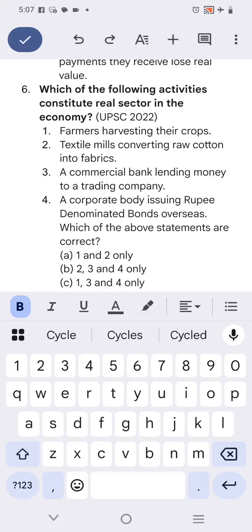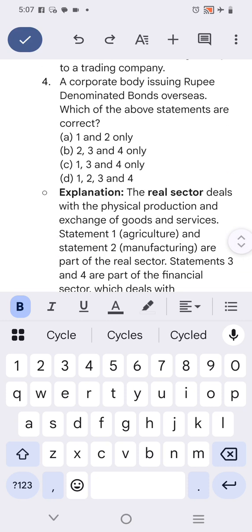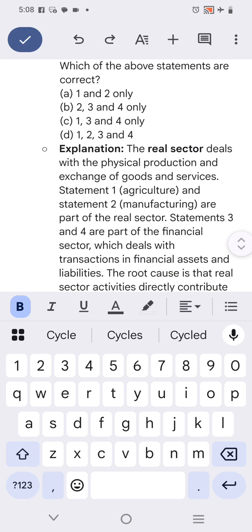Corporate body issuing rupee denominated bonds overseas. Answer is 1 and 2 only. The real securities are the physical goods, physical production, and exchange of goods and services. The statement from agriculture में हमें real good मिल रहा है, harvesting होने के बाद हमें real good मिल रहा है, right? And statement 2 manufacturing are part of the real sector. Statements 3 and 4 are part of the financial sector, which deals with transactions of financial assets.